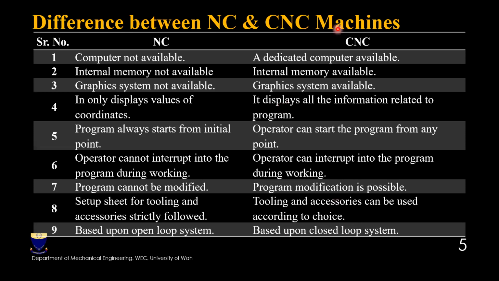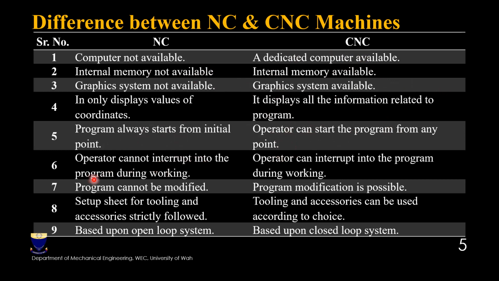So, the difference between NC and CNC. In NC, a computer is not available, while in CNC, a dedicated computer is available. An internal memory card is not available in an NC machine, whereas it is available in CNC. A graphic system is not available in NC; it is available in CNC. NC only displays values of coordinates, while CNC displays all the information related to the coordinates. In NC, the program always starts from the initial point; in CNC, the operator can start the program from any point, basically interpreting or rechecking this.